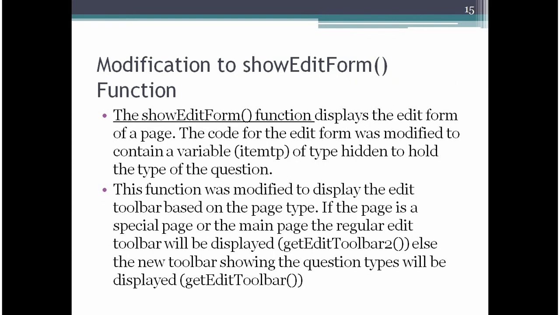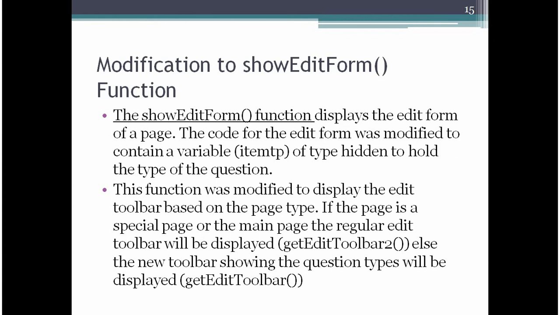The second function that I'll be talking about is the show edit form. The show edit form will display the edit form for the user to start editing. The code for this form was modified again to add the item PP hidden variable in the form, because that's the variable that the previous function was checking its value. It's actually getting set in this function, because this is the function where the actual form gets displayed to the user. So this function also was modified to display the edit toolbar based on the page type.